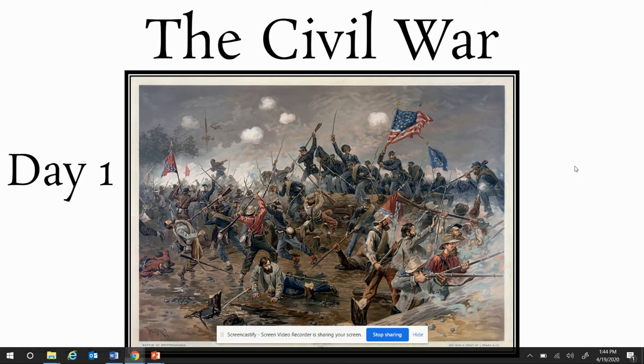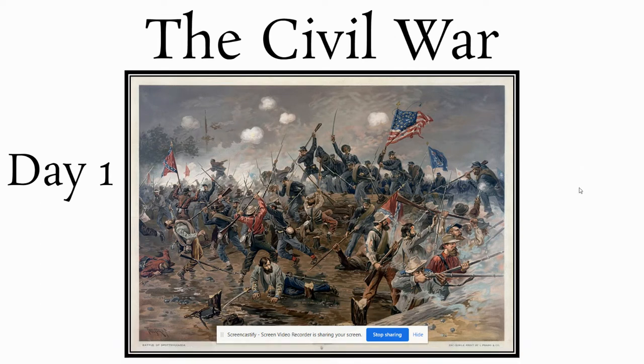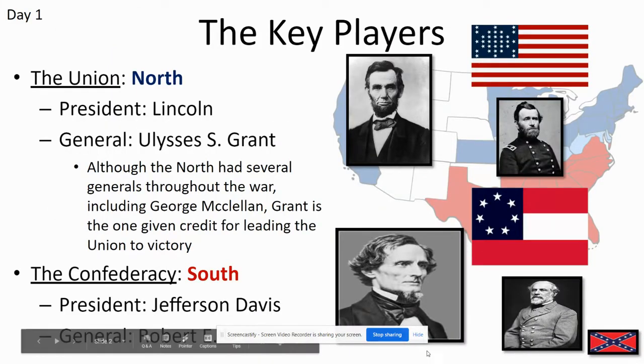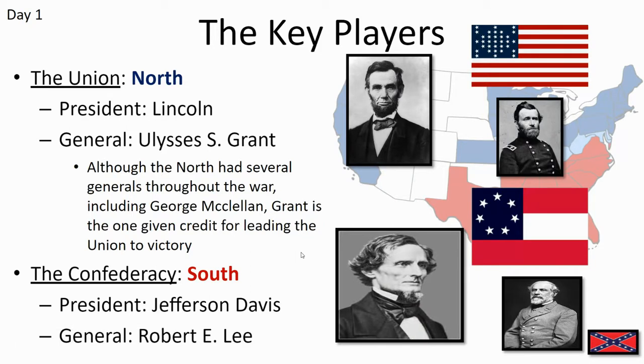So, Civil War. We basically have the Union and the Confederacy. Now, in the Union, let me hide this out of the way so we can all see. The Union is the northern states. Our president in the Union is Abraham Lincoln, who was just recently elected in 1860. General Ulysses S. Grant is the leader of the military. Now, there are several generals throughout the Civil War, and Grant is the last general, and he is the one who is able to claim victory at the end of the war.